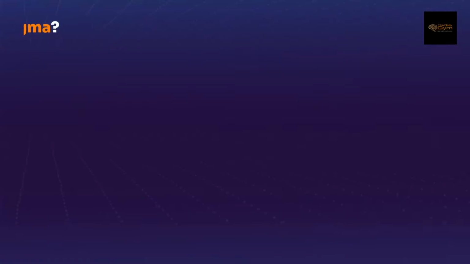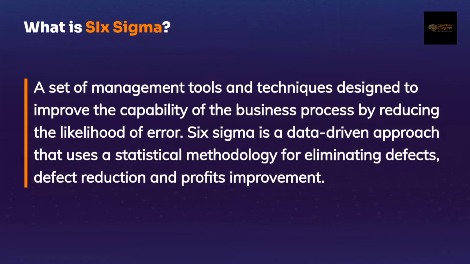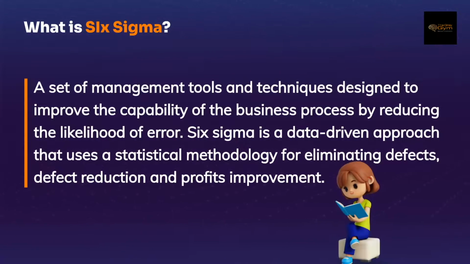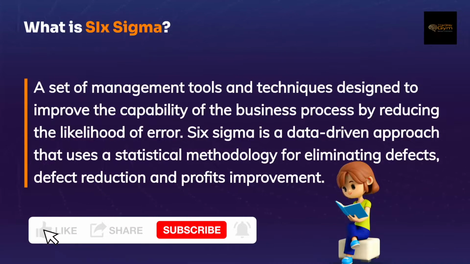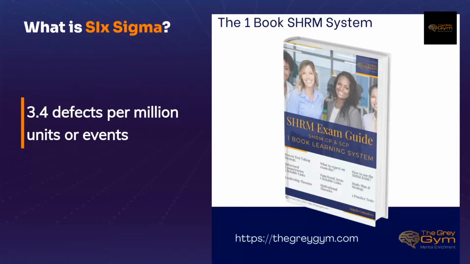Great. Next, what is Six Sigma? Six Sigma is a set of management tools and techniques designed to improve the capability of the business process by reducing the likelihood of error. Six Sigma is a data-driven approach that uses a statistical methodology for eliminating defects, defect reduction, and profits improvement. The purpose is to improve cycle times while reducing manufacturing defects to no more than 3.4 defects per million units or events. This is a number you may want to remember for the exam.